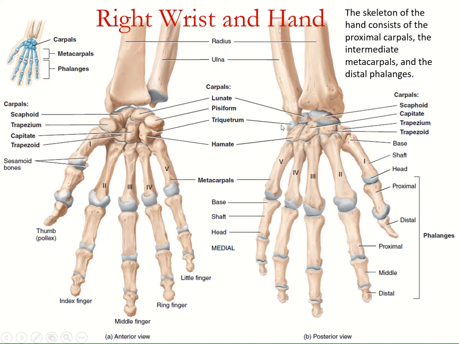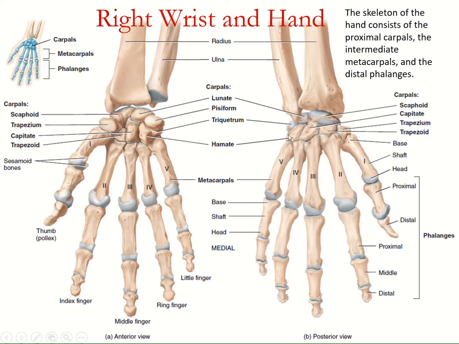We have 8 carpals. Particularly, I use the mnemonic, "She looks too pretty, try to catch her." A mnemonic is something you make so that you would be able to have an acronym or a phrase that will help you memorize the structures. For me, it's "She looks too pretty, try to catch her."